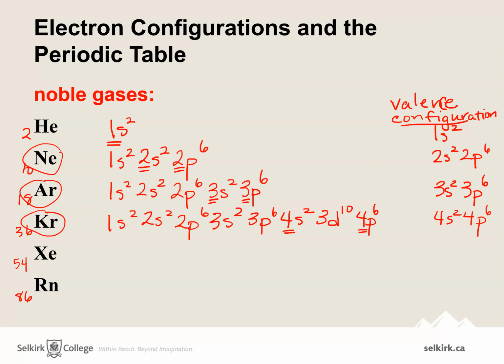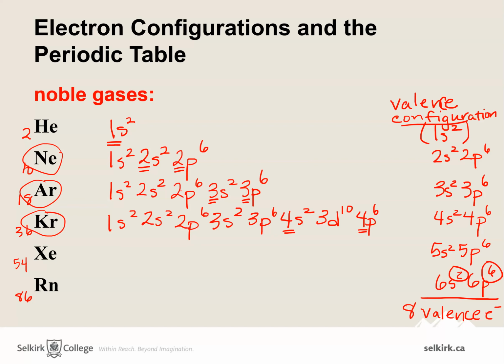So I bet you could generalize. If you were a good skeptic and you wanted to write out the electron configuration of xenon, I bet you would find 5s2, 5p6. Radon would be 6s2, 6p6. Other than helium, which is a special case, there are 8 valence electrons for a noble gas, s2p6.